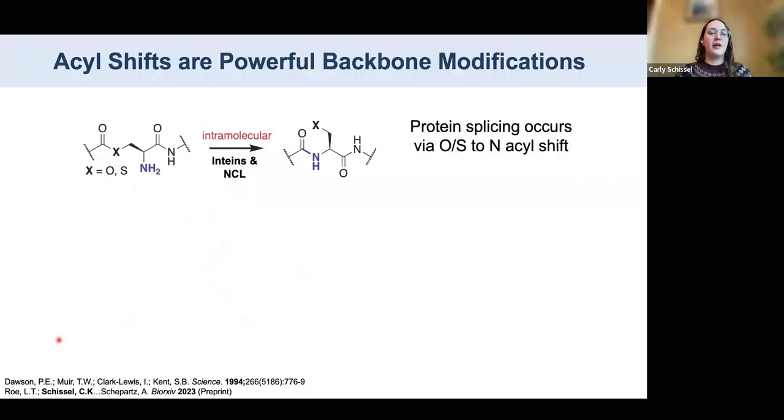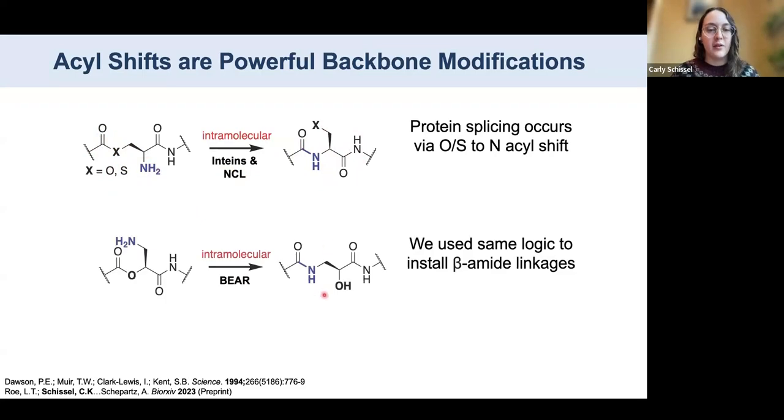Okay, so thinking about chemistry kind of beyond classic coupling, acyl shifts are actually really powerful for backbone modifications, and you all are already very familiar with this strategy. So inteins in nature, as well as chemists using native chemical ligation, take advantage of O to N or S to N acyl shifts. So what this might look like is the side chain serine or cysteine forms an oxo or thioester linkage with some other, a separate peptide or protein. And then the free alpha amino group attacks that ester and rearranges and reinstates this canonical alpha amide backbone. Okay, so this is used for protein splicing via an O to N or S to N acyl shift.